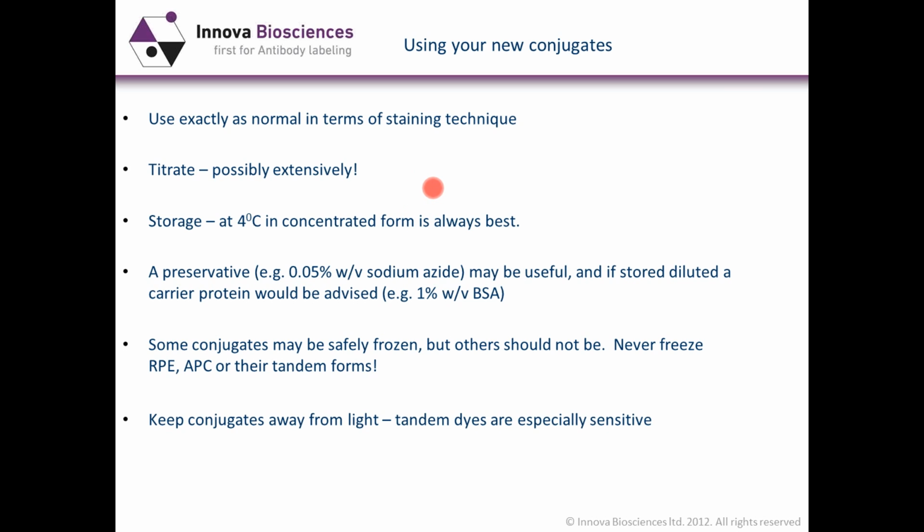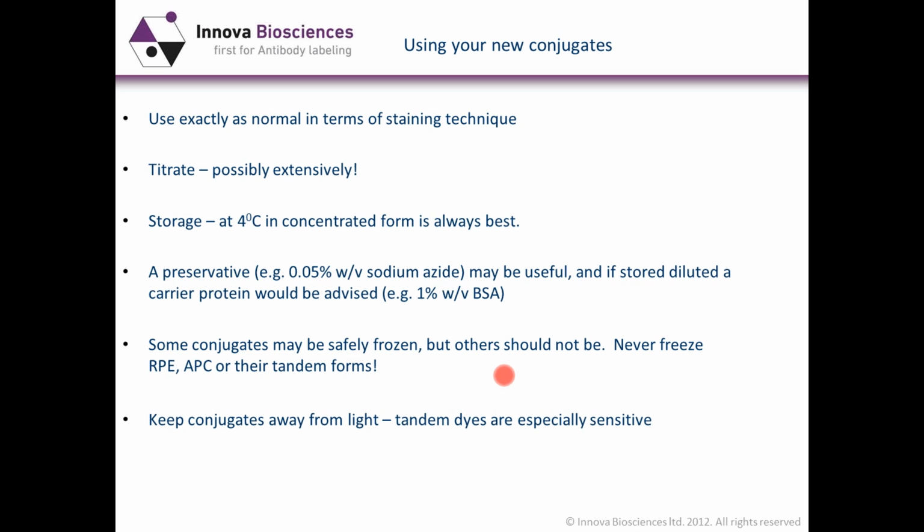Storage of the antibody is probably best at 4 degrees centigrade in concentrated form. So it's best not to dilute your antibody. Say if you do the titration and you find you can use it at 1 in 1,000, don't dilute everything 1 in 1,000. Keep your stock solution in concentrated form and dilute your antibody ready for use. A preservative would be useful, such as sodium azide. And if you do store any of the antibody in a diluted format, a carrier protein such as bovine albumin would be valuable to use.